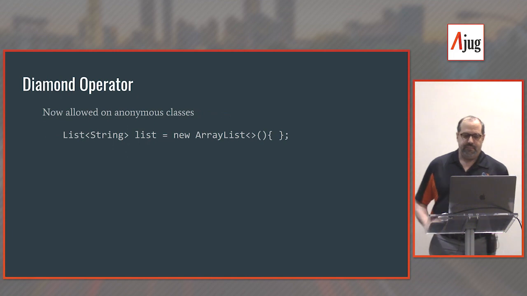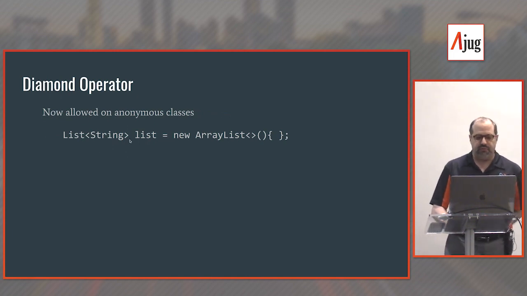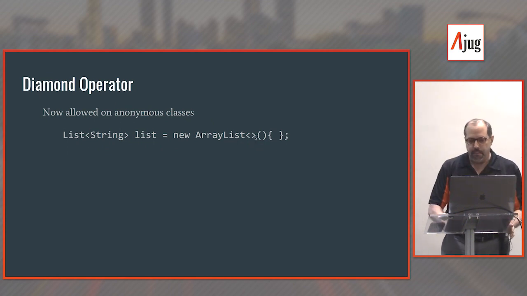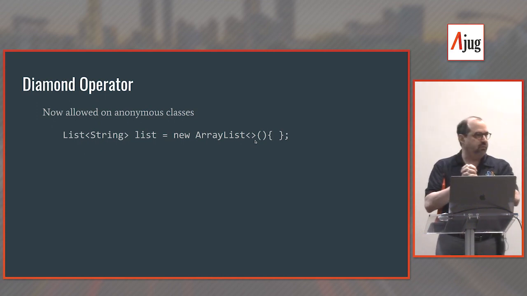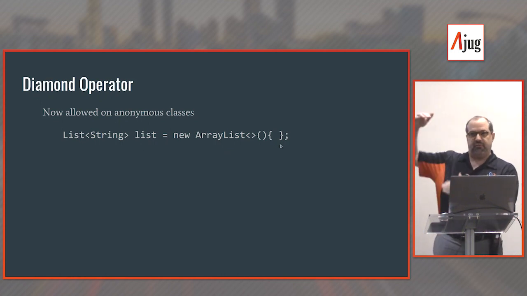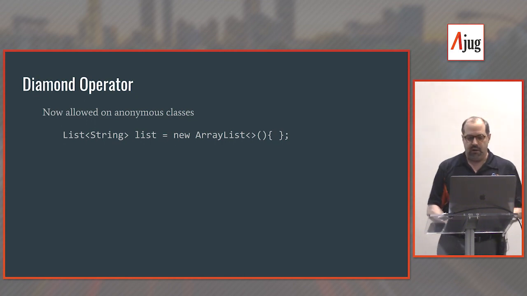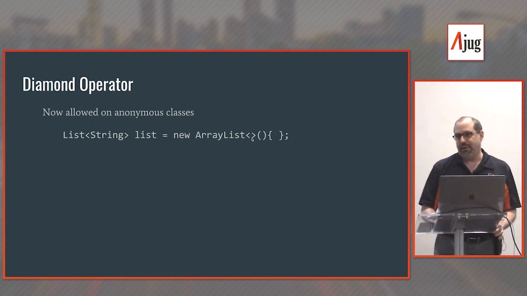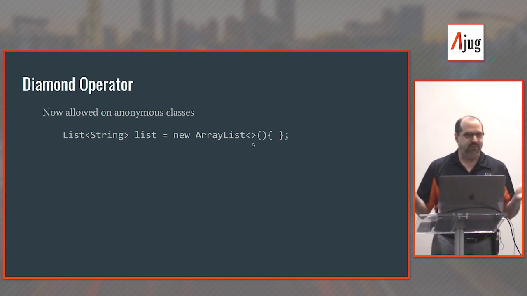Diamond operator. If you declare a list of string, you can instantiate a list by itself by just saying new ArrayList and then open, less than, greater than. Put the angle brackets next to each other. And of course the type is inferred from the collection. Well, if you wanted to actually implement this using an anonymous inner class or something, that would require the type inside the diamond operator. Even in Java 8.